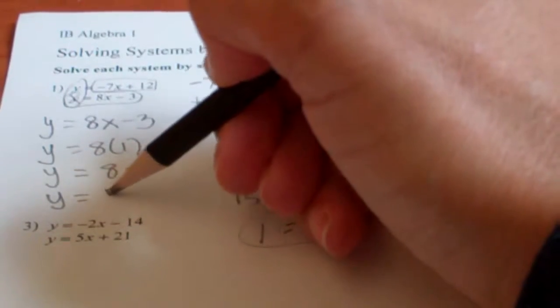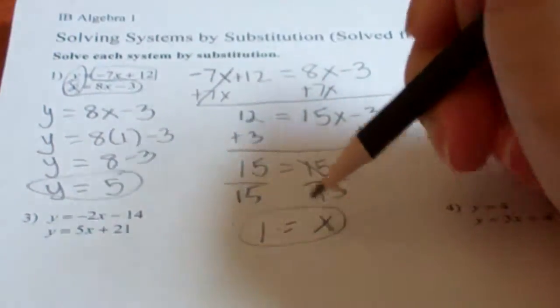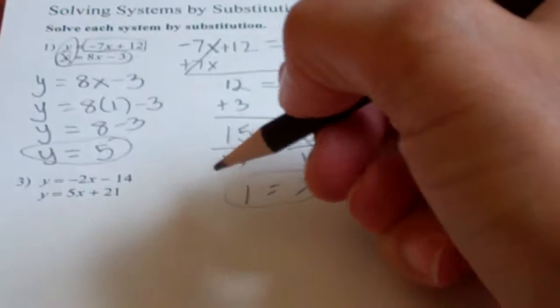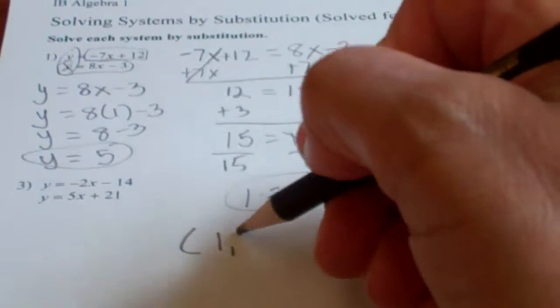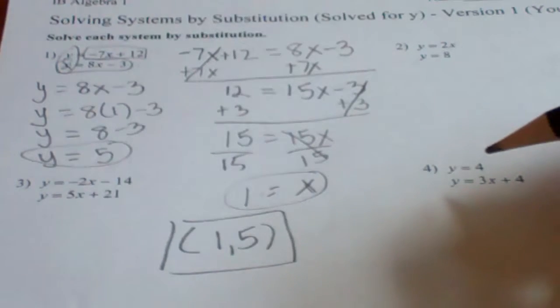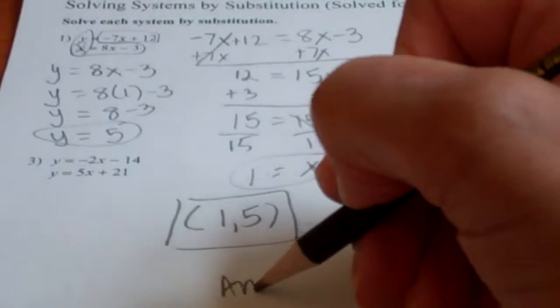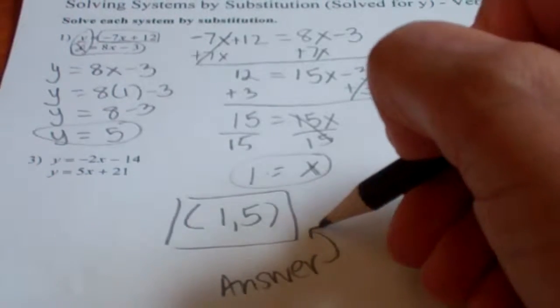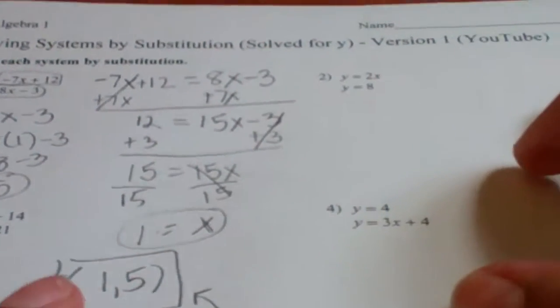So y equals 5. I have x, I have y. I'm going to write it as an ordered pair, 1, 5. And this is the answer that you write on your paper. This is the answer that I am looking for. Let's look at number 2.